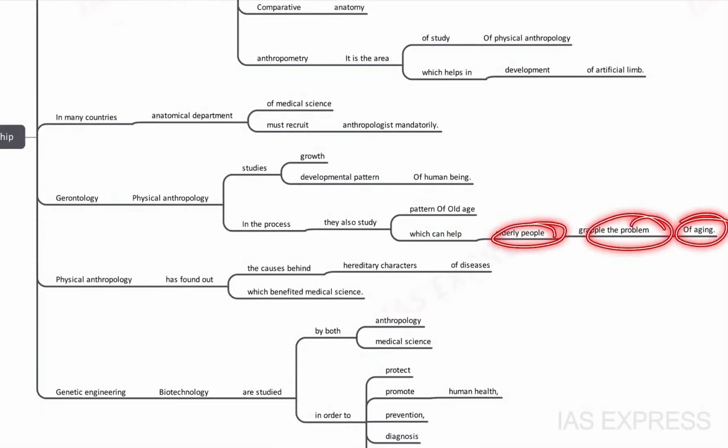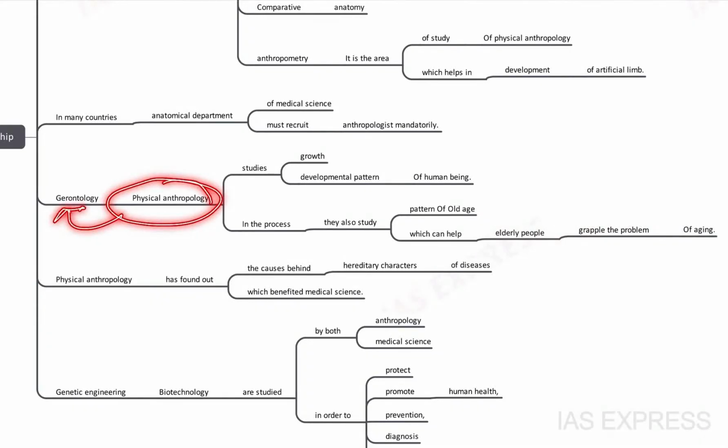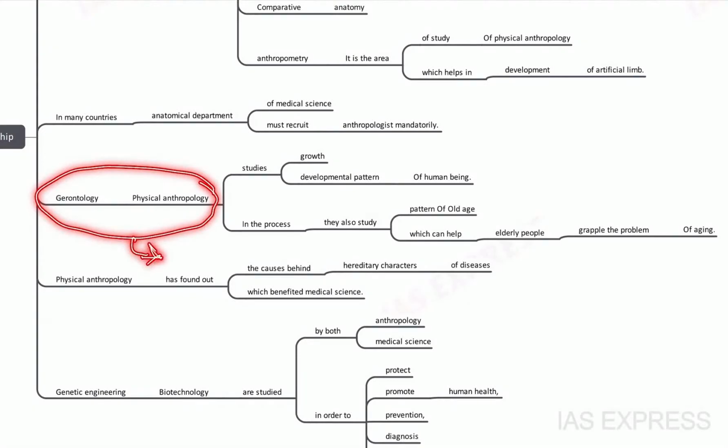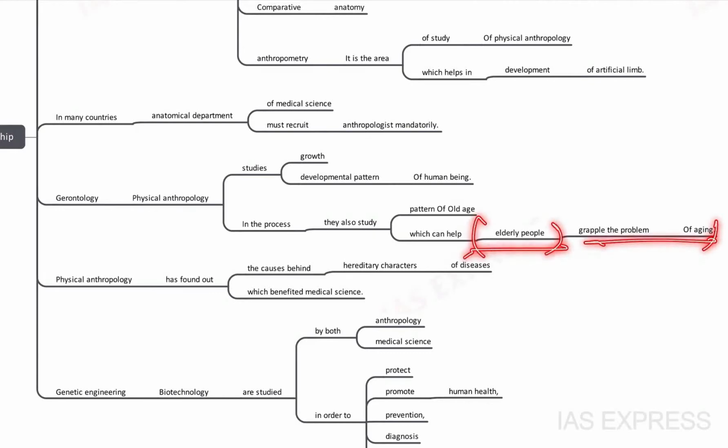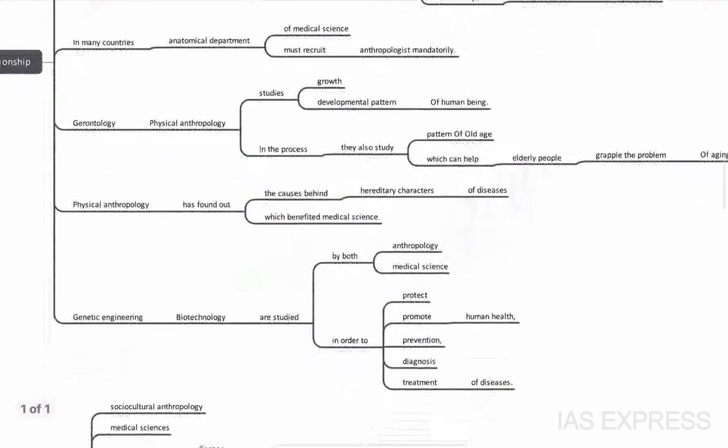Thereby it helps elderly people grapple with the problem of aging. Physical anthropology and gerontology as a combination also help policy makers understand the problems of aging in elderly people, and thereby make senior citizen friendly infrastructures. Physical anthropology has also found the causes behind the hereditary character of diseases, as I have told you before, and this has benefited medical science as well.